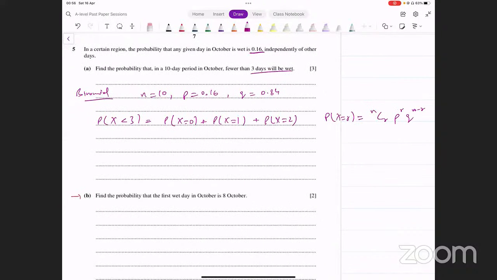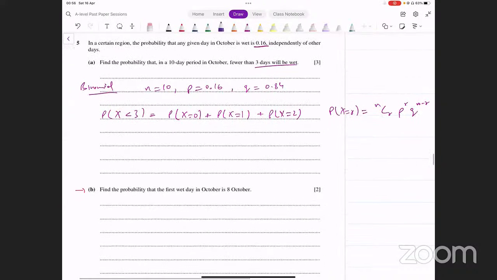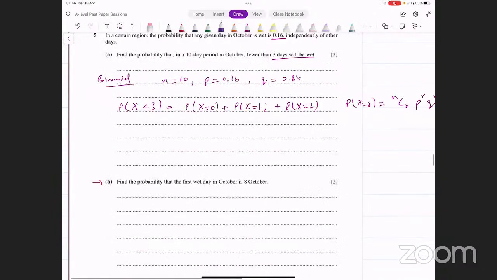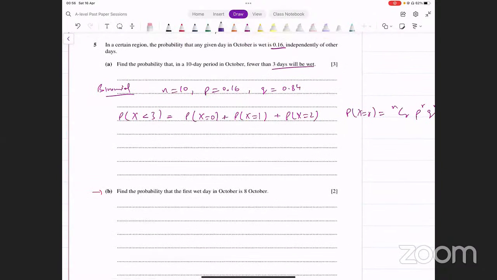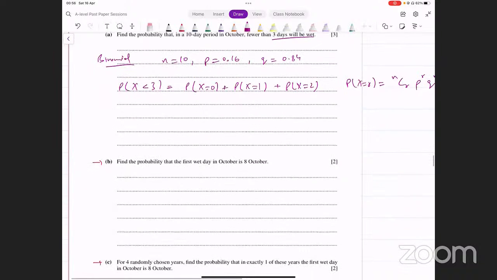Let's look at the next one. ये भी आसान है, but this is going to be needed for the next part, so that's why we want to look at this. Find the probability that the first wet day in October is 8th October. Okay, now what distribution is this? We are looking for the first success. कि first success कब आ रही है? So this is geometric, right? We're looking for the first success. On what day do we get first success? So this is geometric.